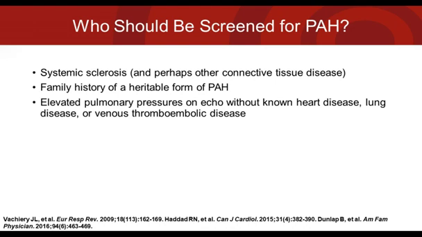If they're truly asymptomatic, you may just want to check another echo in a year and see if their pulmonary pressures are going up. But if they have any symptoms at all, and you can't explain why, you can't put them in one of those other buckets, they look like they could be a type 1, it's incumbent upon us to get them to the right center to finish that workup.